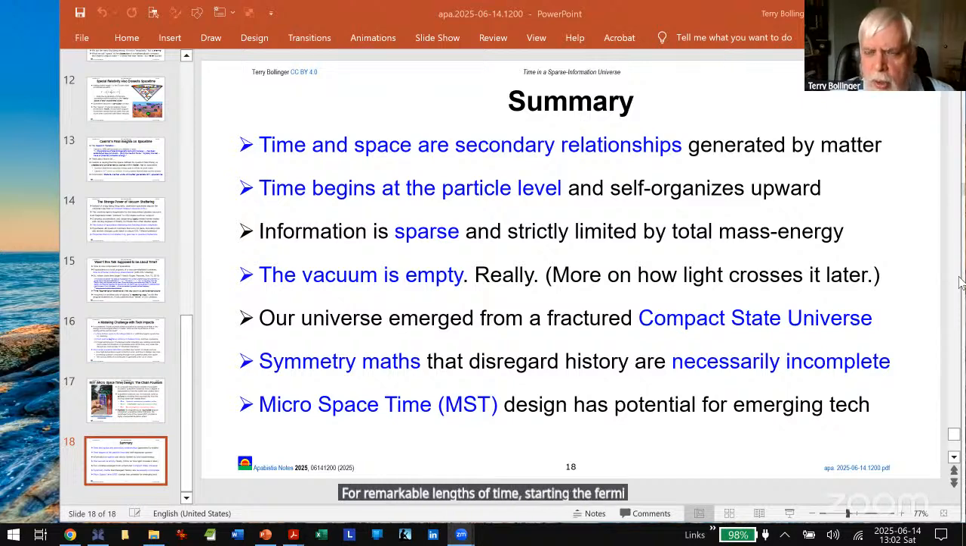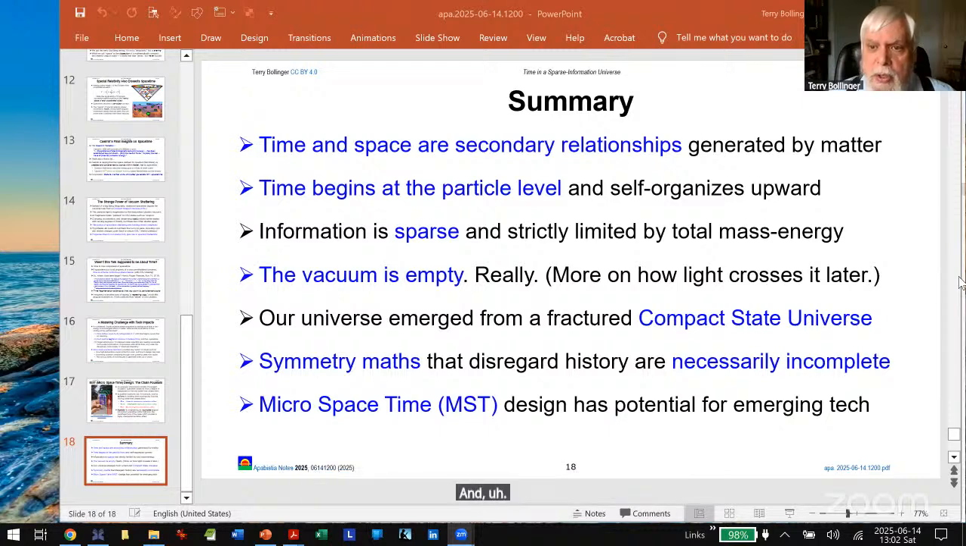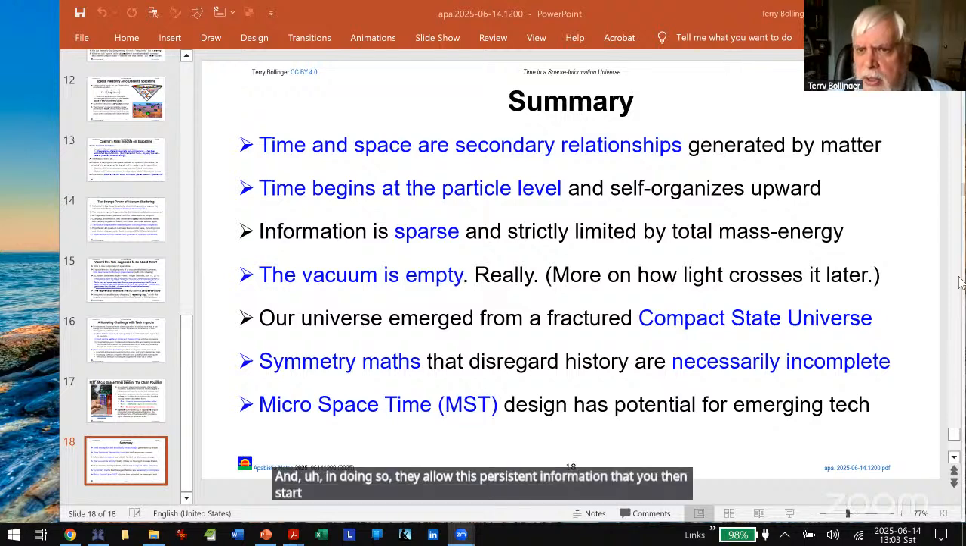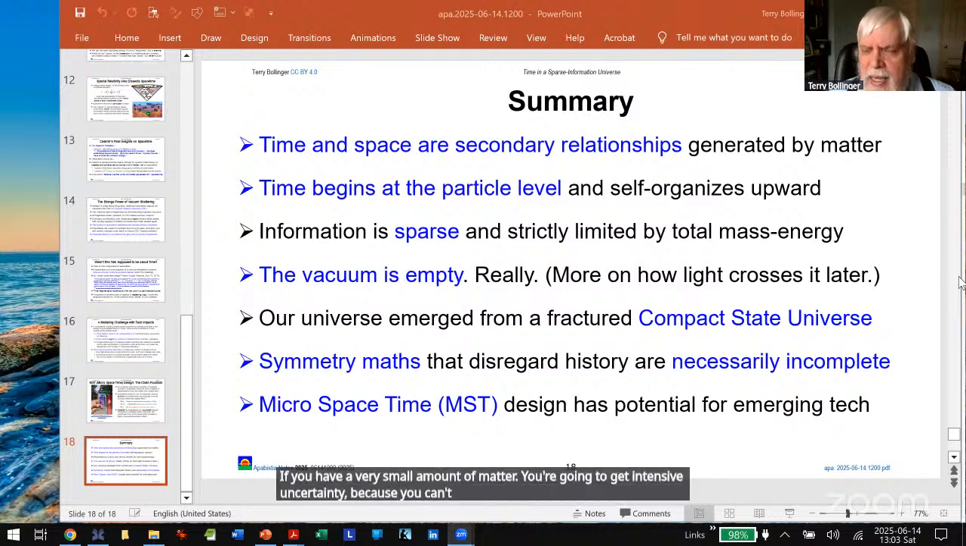Fermions are extremely durable. They are the starting point for information preservation, but they also have a very odd relationship to this compact universe. They're in contrast to it. They break apart from it. They have a spin. They insist on having a half spin, whatever a half spin is. And in doing so, they allow this persistent information that you then start building other things on top of, but always within limits. If you have a very small amount of matter, you're going to get intensive uncertainty because you can't construct really stable information anymore. See how I flip that around backwards?